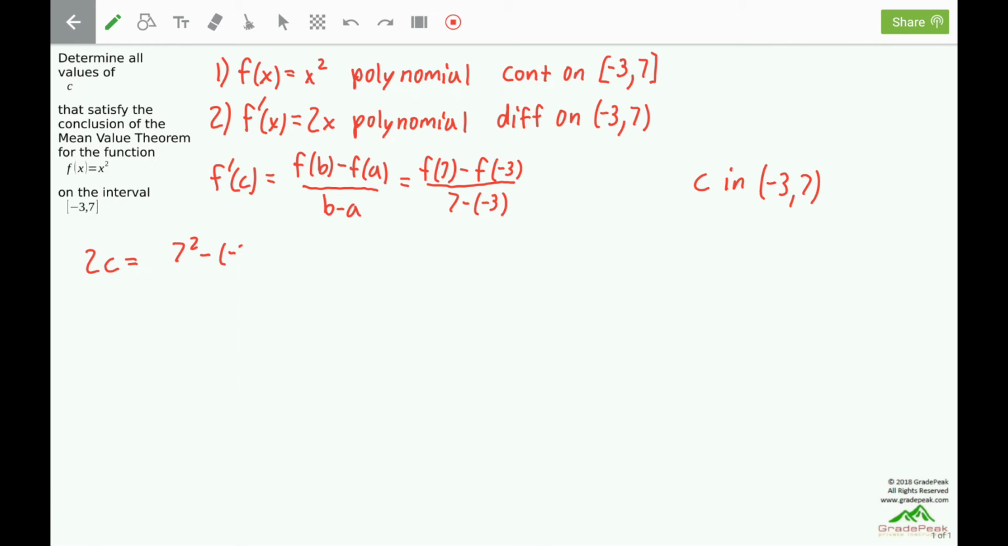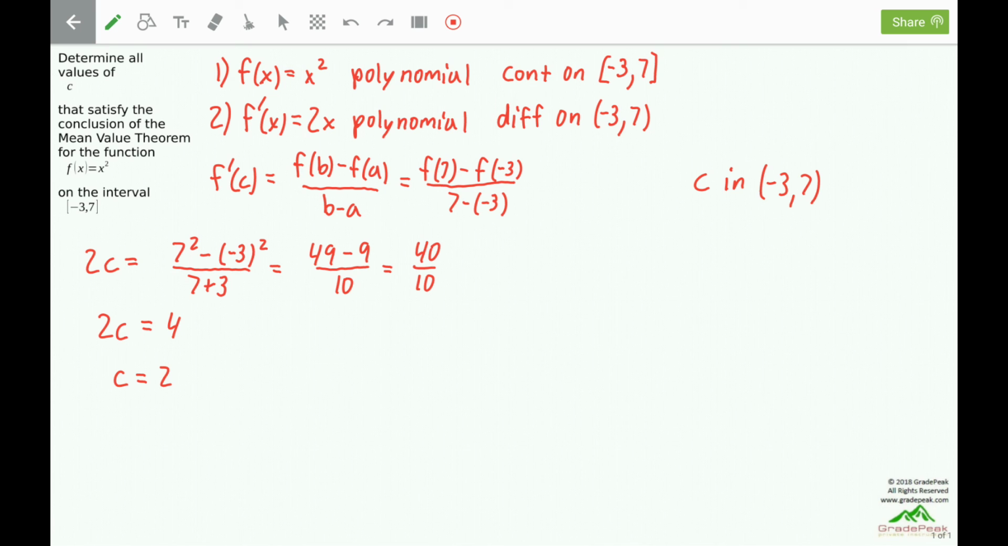7 squared minus -3 squared, and then divided by 7 minus -3, which is 7 plus 3. 7 squared is 49 minus -3 squared, which is a positive 9, over 7 plus 3, which is 10. 49 minus 9 is 40, divided by 10, so 2c is equal to 40 divided by 10, which is 4. Divide both sides by 2, and c comes out to 2.